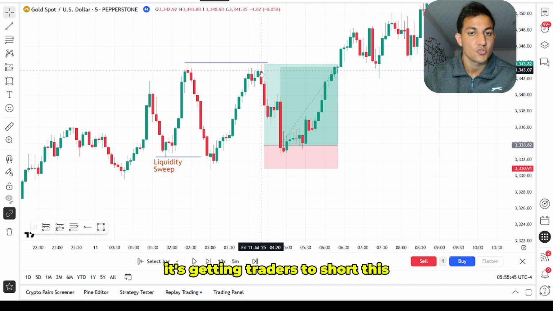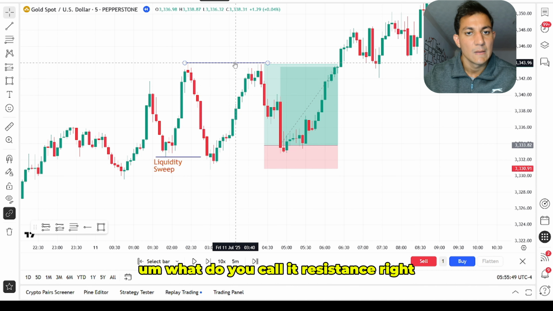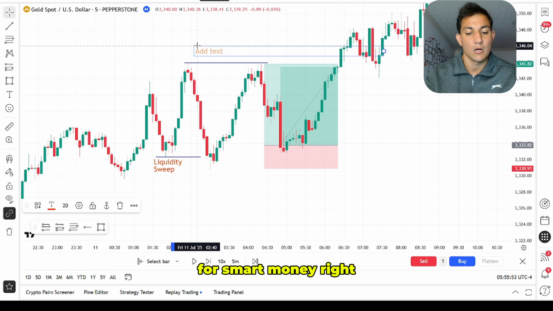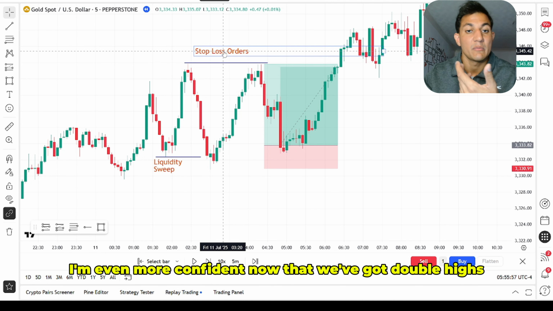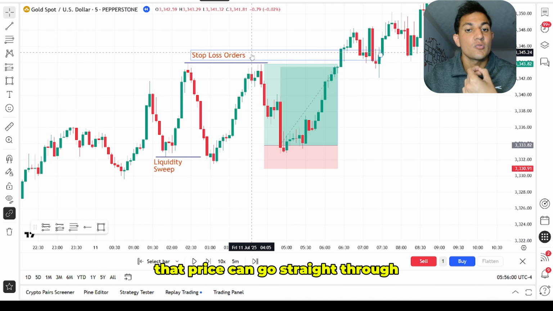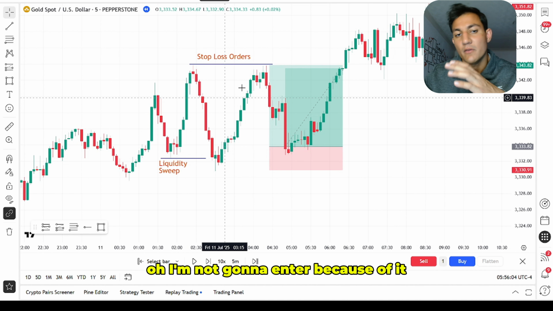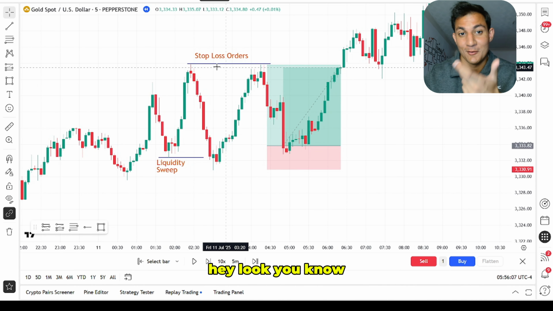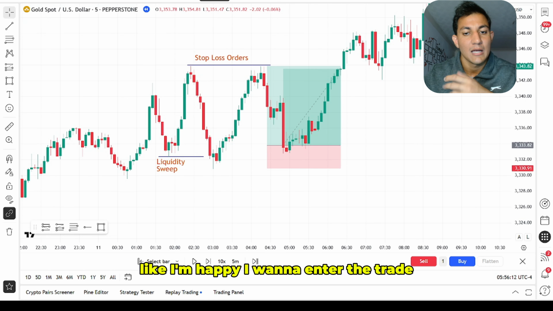It's getting traders to short this, thinking that this is resistance, right? And then put their stop loss orders here. So this is just creating even more liquidity for smart money. This is stop loss orders. I'm even more confident now that we've got double highs that price is going to go straight through and smash right through this. So instead of waiting for a market structure shift, oh, I'm not going to enter because of it, I'm happy. I'm very happy. I'm like, hey, look, equal highs here, 4-hour high all the way up here. I'm happy. I want to enter the trade.